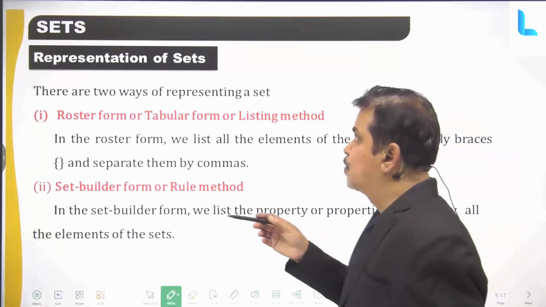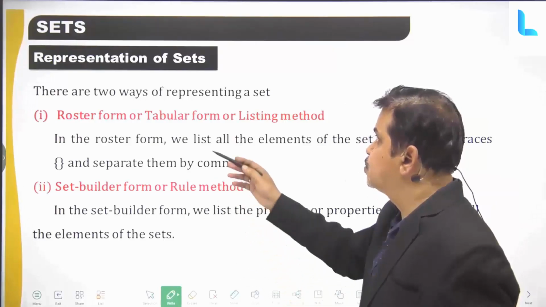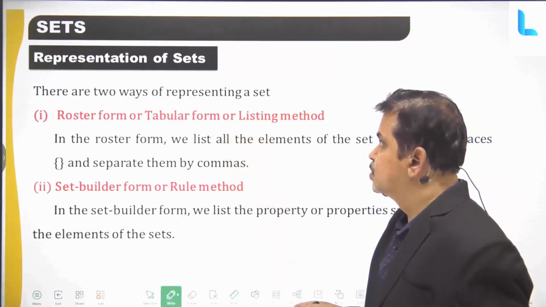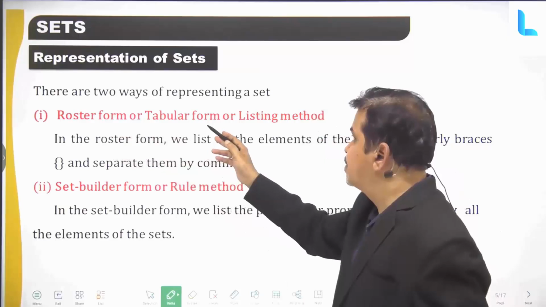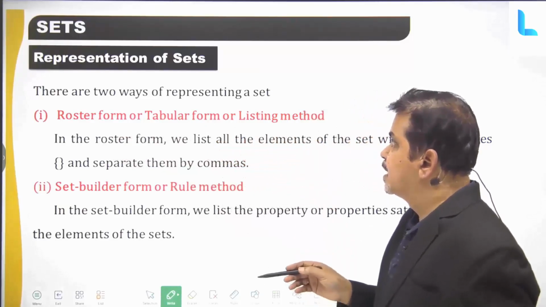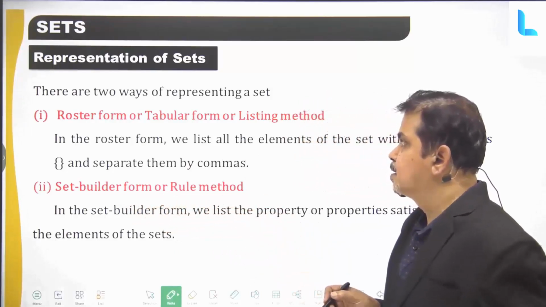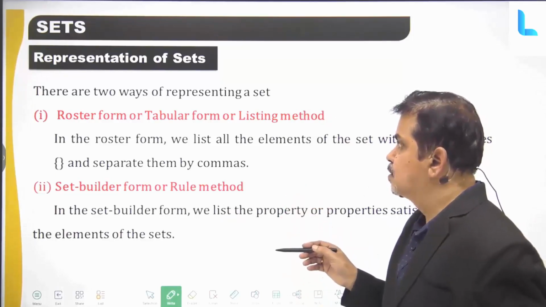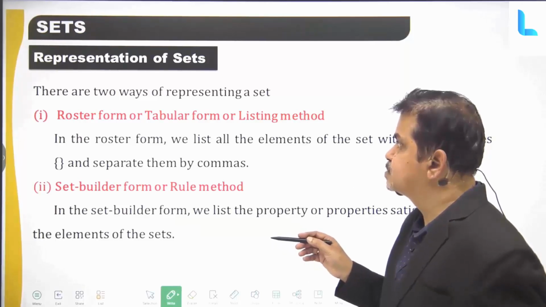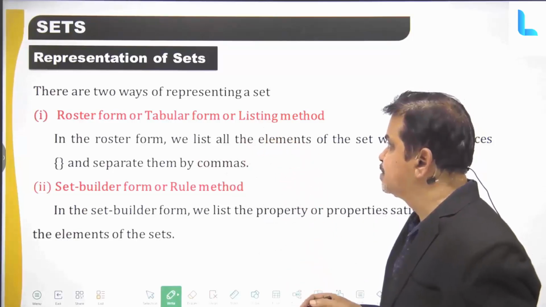So now we'll try to understand how to represent a set. There are 2 ways of representing a set. One way is called the roster form, or the tabular form, or the listing method, and the second is the set builder form or the rule method. These are the 2 ways in which we can represent a set. So let us understand the meaning of the first one, the roster form or the tabular form or the listing method.